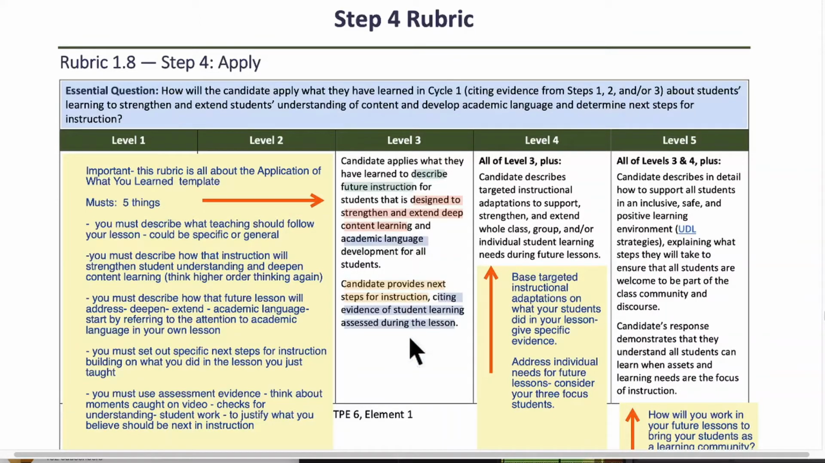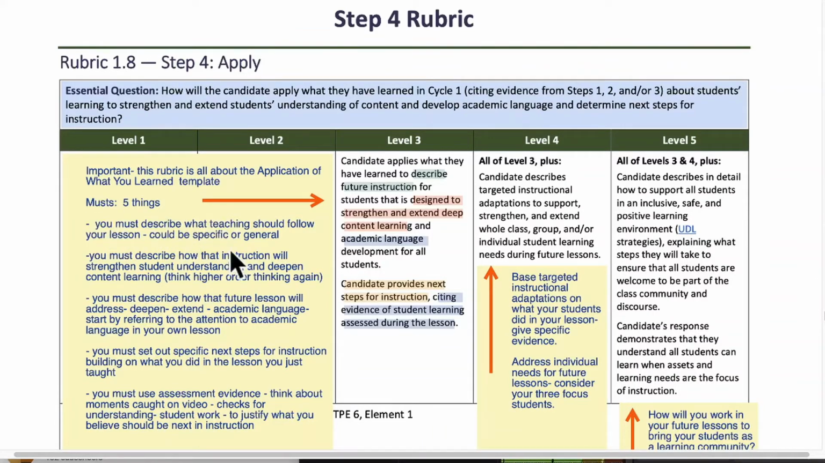Second piece, candidate provides next steps for instruction, citing evidence of student learning assessed during the lesson. This is why you need to have some artifact, something they've written, something they've done, something you can see in the video that they've done so that you can say what next steps should happen. So, important, this rubric is all about the application of what you've learned template. So everything has to sit in that template with lots and lots of evidence again.